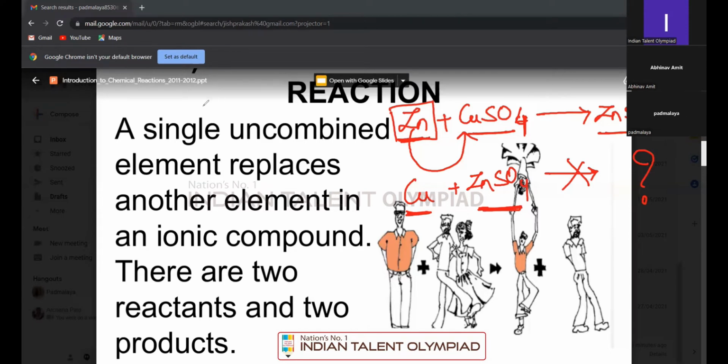Whenever you are carrying out displacement reactions, a metal can displace another metal only if its reactivity is higher than the other metal. Here, zinc has the capability to replace copper because zinc is more reactive than copper. It is placed above in the reactivity series. Copper is placed below, so copper cannot replace zinc. So there is no reaction between copper and zinc sulfate. Only zinc and copper sulfate will react.